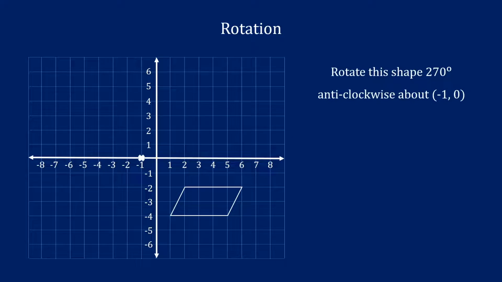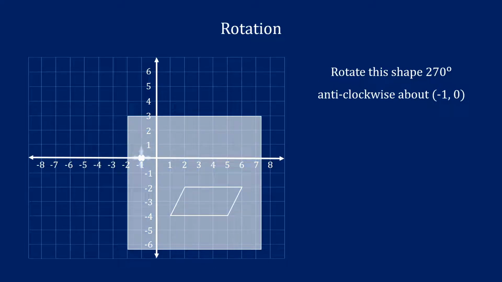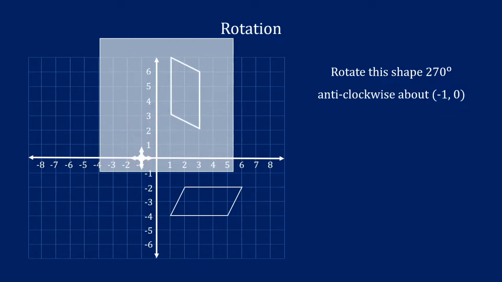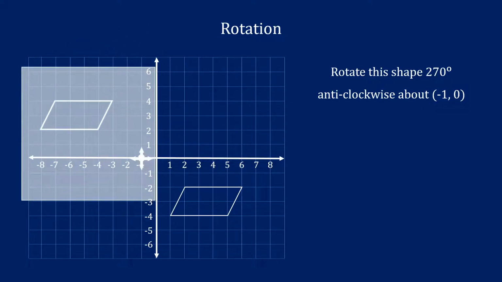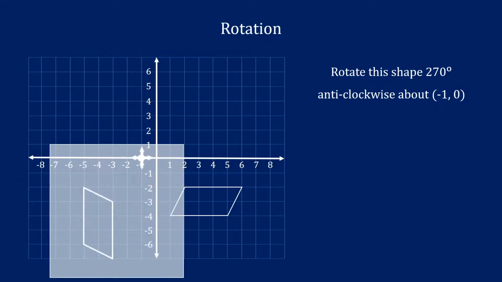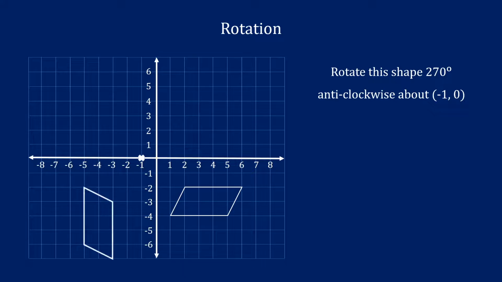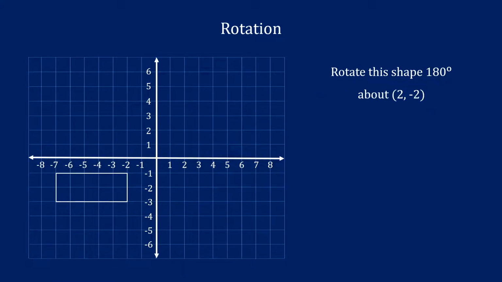Rotate this guy 270 degrees anti-clockwise about -1, 0. Pause here, come back when you got an answer. Alright, let's take a look. Tracing paper. Do the arrows, trace your shape. 270 degrees anti-clockwise, we're gonna do it 3 times. So we're gonna go 1, 2, 3 times. Trace your shape into your graph and you're done. Easy. Next one. Pause here, come back when you got an answer.